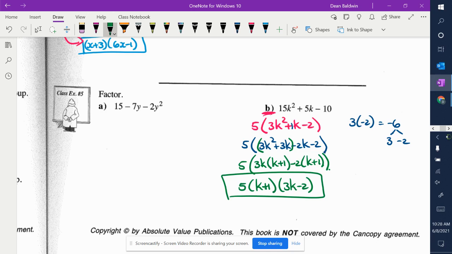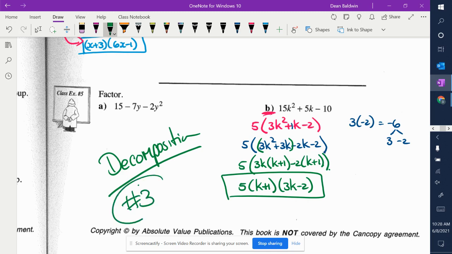You just have to practice it a few times. This is called decomposition. Factoring by decomposition. Just so you see, if you see that term, I would like you to do number 3, please.